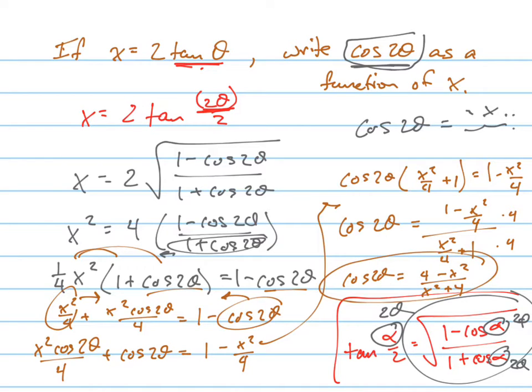Now when I look at that, I think, oh, maybe there was an easier way to get to there. And maybe there is. Maybe there's another trig identity you could have used or another trick, but that's one way you can do it.